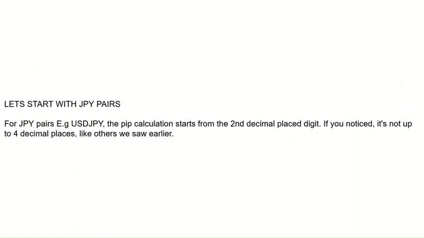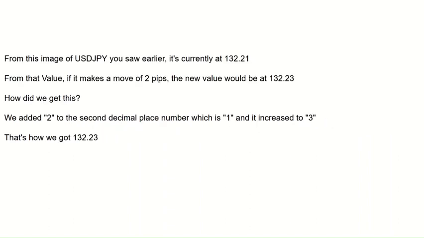In the previous ones, like I've said, they are calculated from the fourth decimal place digit, while for USD JPY and JPY pairs in general, they are calculated from the second decimal place digit. So, like I've said here also, for JPY pairs, e.g. USD JPY, the pip calculation starts from the second decimal place digit. If you notice, it is not up to four decimal places like others we saw earlier. So, from this image, the current market price is 132.21.